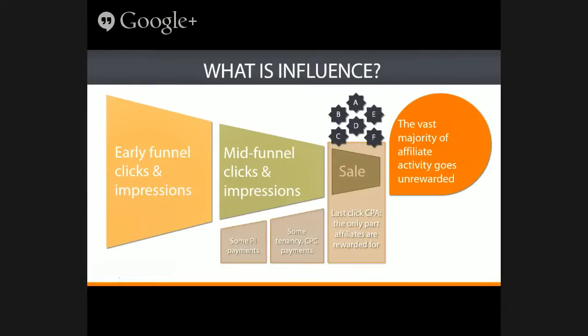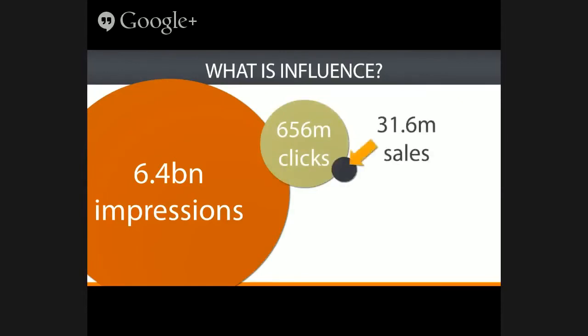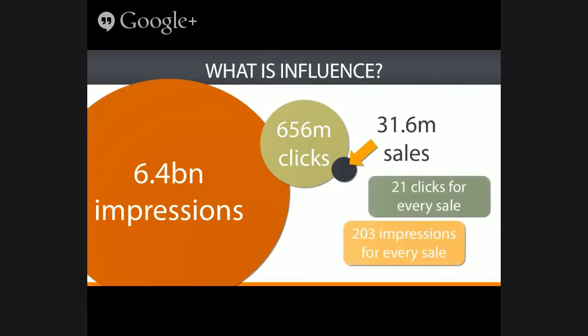Let's be clear, this comment's not anti-incentive sites, as our data has shown that these sites often act as an initiating function, but it's more an appreciation that significant traffic is generated by the channel that is rarely credited. I suppose this next slide succinctly sums up what we mean by that. In 2014, the network recorded 6.4 billion impressions, 656 million clicks, and 31.6 million sales. In other words, that's 21 clicks for every sale and 203 impressions for every sale.